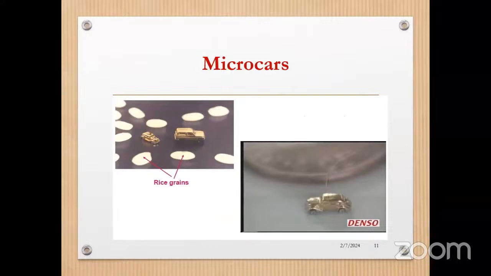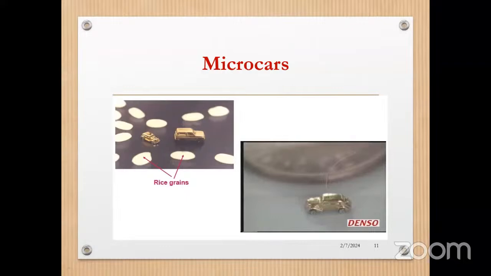To make a better understanding of MEMS devices, this is the best example for defining what MEMS technology is. This is a micro car. Look at the image shown in this slide. There are some rice grains placed, and this micro car is placed near the rice grain. Look at the size of the rice grain and look at the size of the car that has been fabricated using MEMS technology.